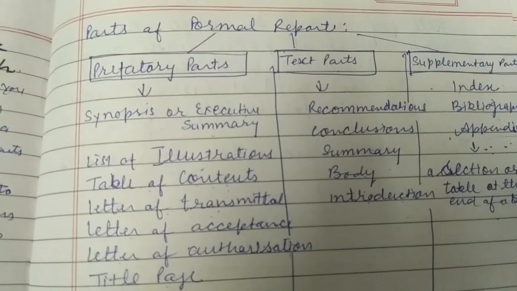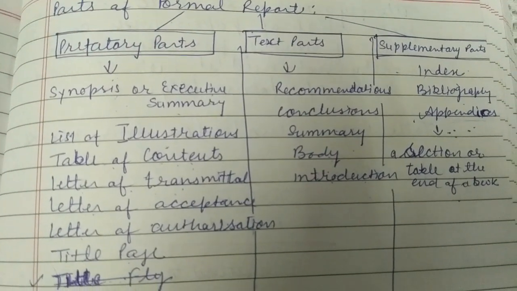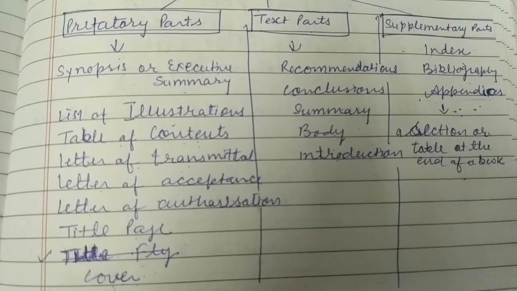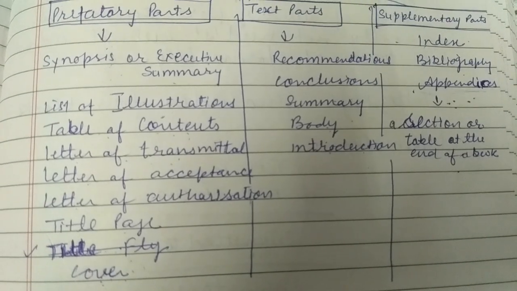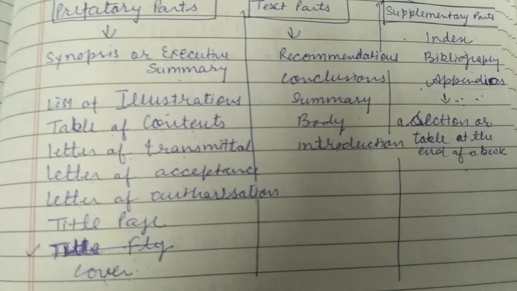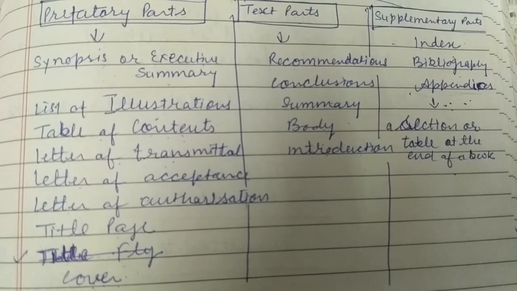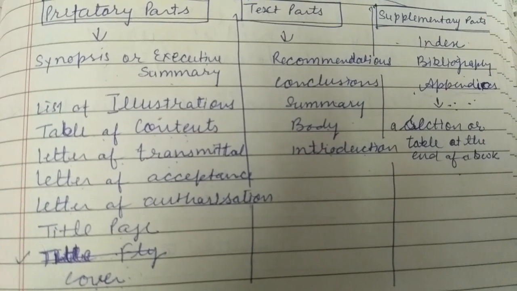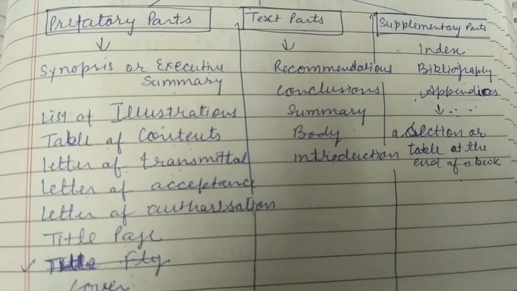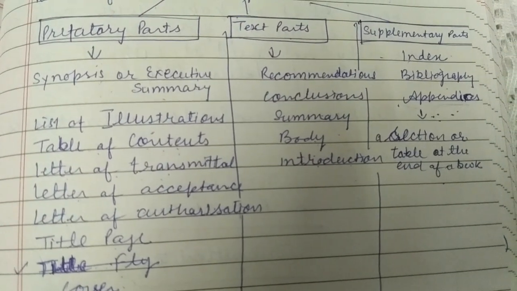Parts of formal report. We can divide a formal report into three parts: prefatory part, text part, and supplementary part. Let's take the prefatory part. We go from downward to upward. First we prepare the title, then we go to the title fly. By mistake it is cut here, but it is right. We prepare the title fly, then the title page, letter of authorization, letter of acceptance, letter of transmittal, table of contents, then list of illustrations, and at the end synopsis or executive summary. These all come under prefatory parts.